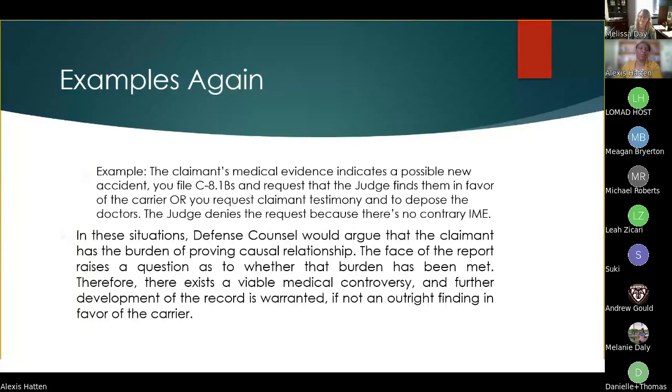So the example where the medical evidence indicates a possible new accident, you file C8.1Bs. In those situations, defense counsel should argue that the claimant has the burden of proving causal relationship. The face of the report raises a question as to whether that burden has been met. Therefore, there is a viable medical controversy and further development is warranted, if not an outright finding in favor of the carrier.